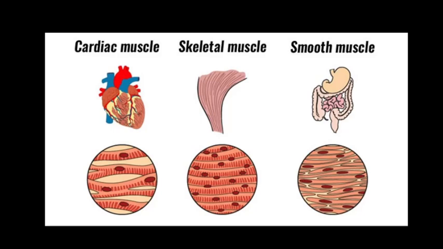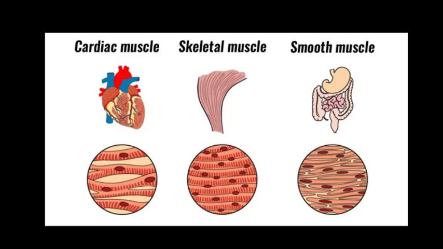Our heart beats continuously. There is continuous relaxation and contraction. If you keep your ear near someone's chest, you can hear that lub-dub noise. About 70 times per minute our heart relaxes and contracts.